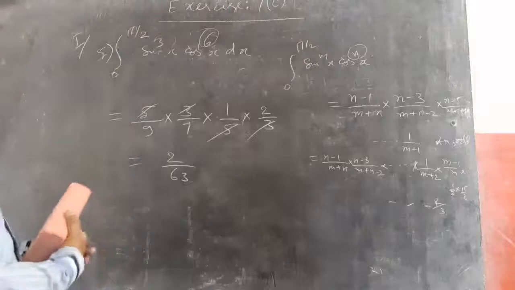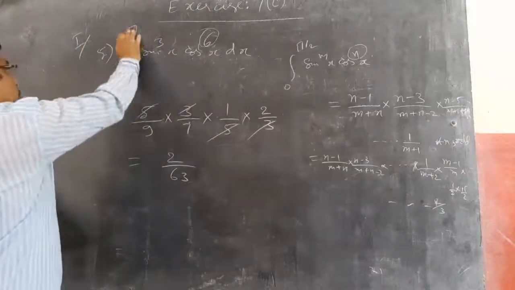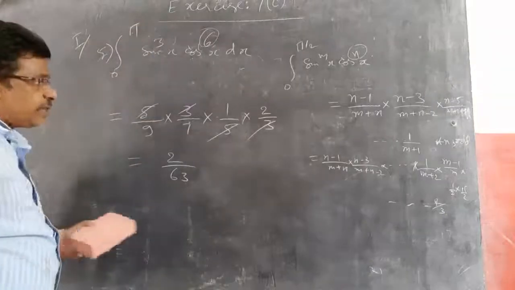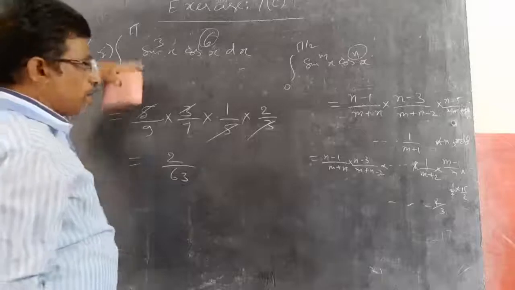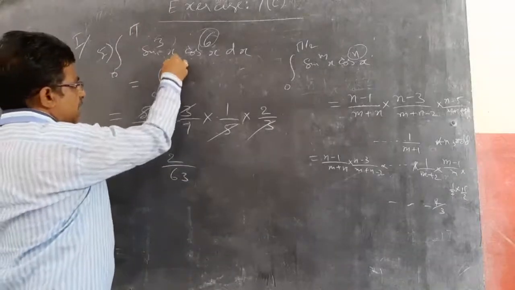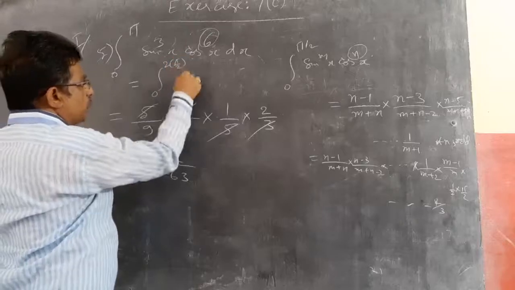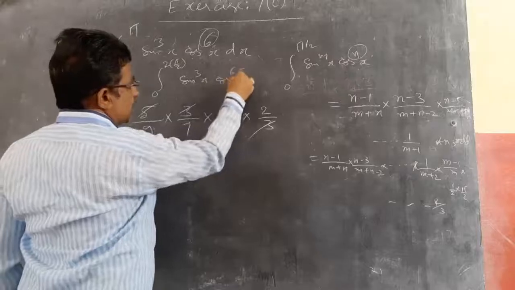If the same sum is given for 0 to pi instead of pi by 2, how to do? We did the formula only for pi by 2. See, if it is 0 to pi, you apply the property. So what is the property I told? 0 to 2a. So I can write 2 into pi by 2, sin cube x into cos power 6x dx.